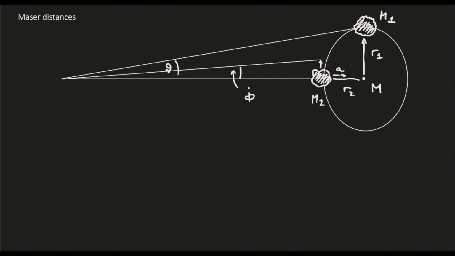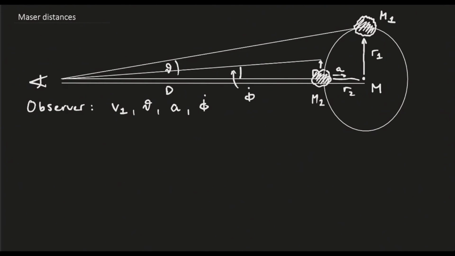The black hole has a mass of just m. The observer at the other end can measure the velocity v1, theta, a, and phi dot. And of course we want to know the distance d. Let's work out blob 1.